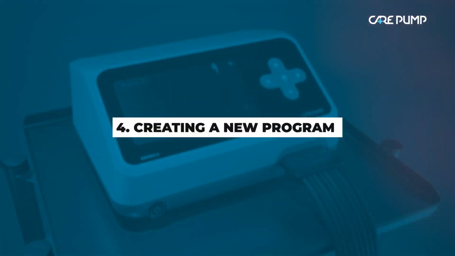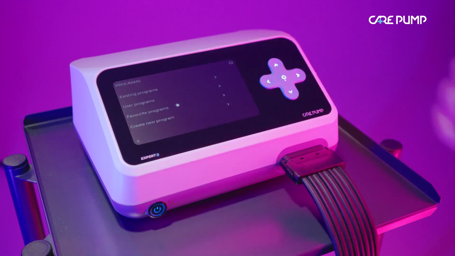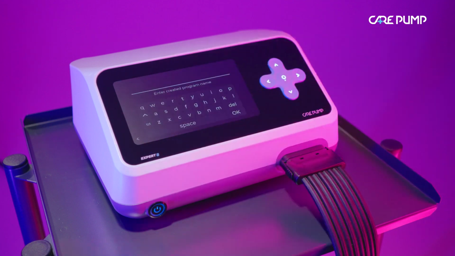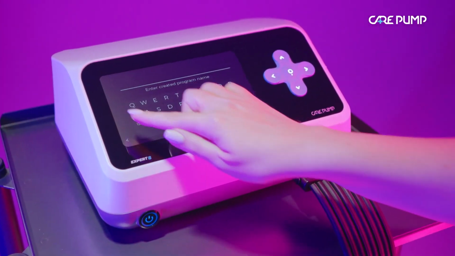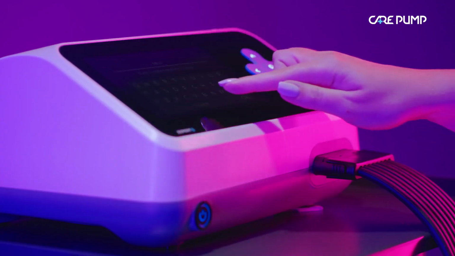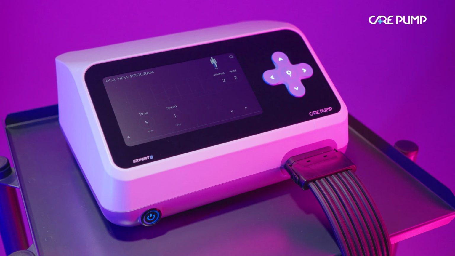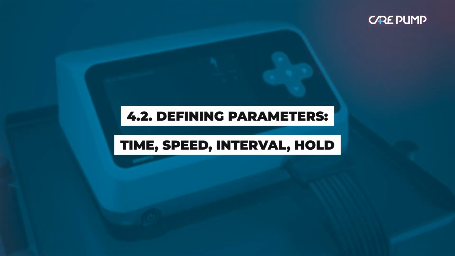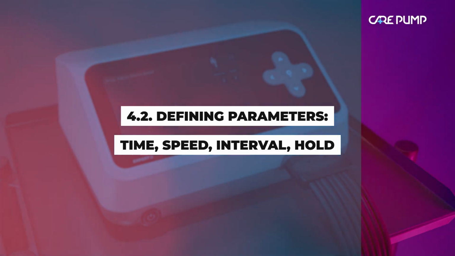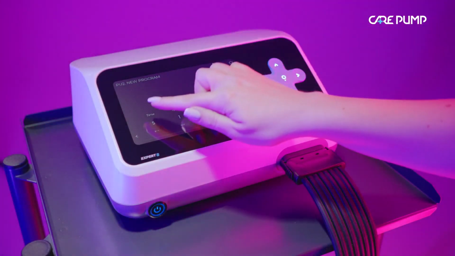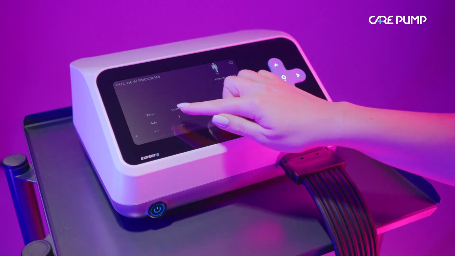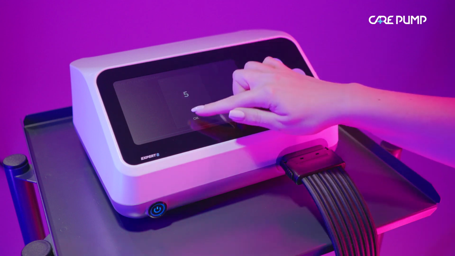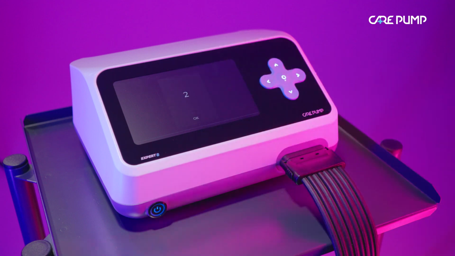Creating a new program. Press Program icon and select Create a new program. Name of the new program. Enter a name of the new program using the keyboard displayed on the screen and confirm by pressing OK. Defining parameters: time, speed, interval, hold. Set parameters for the new program: time, speed, interval, hold by selecting the appropriate values from the list.